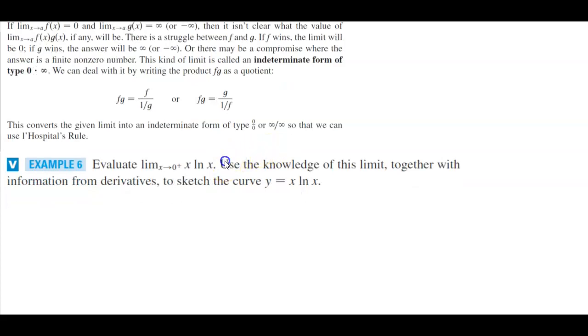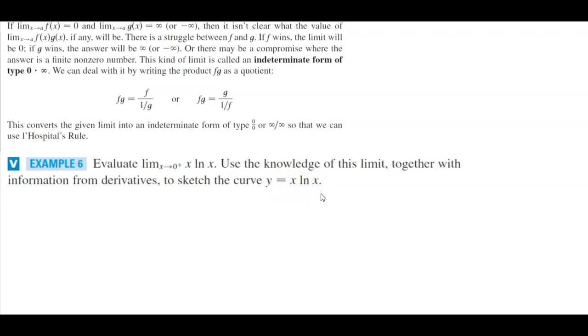So for example 6, we want to evaluate the limit as x approaches 0 from the right of x times the natural log of x. We're going to use the knowledge of this limit together with the information from derivatives to sketch the curve of y is equal to x times the natural log of x.